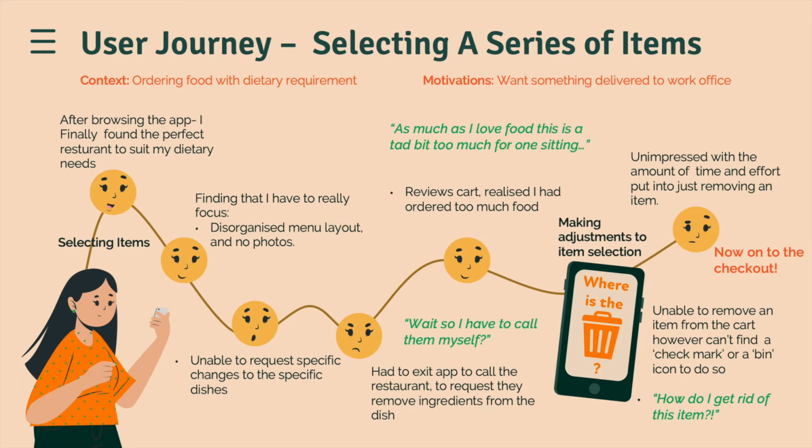The user journey for selecting items is one which I assume will be full of frustration for the users. Once I actually started browsing the menu, I realized there were no photos and the menu layout wasn't clearly organized. After finding an item I liked, I wanted to make adjustments as there was an ingredient I was allergic to. However, I was frustrated as I found there was no space for me to request adjustments to be made to my dish. Only a prompt saying to contact the restaurant.